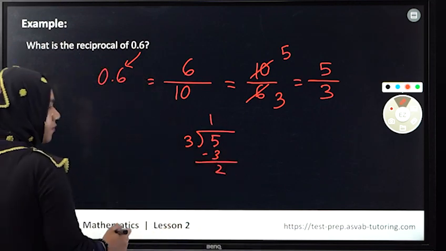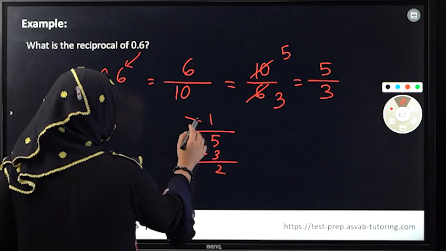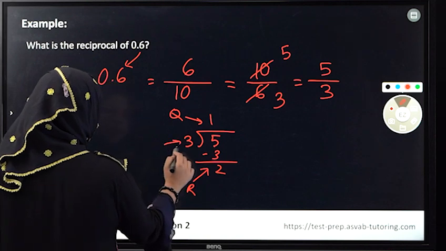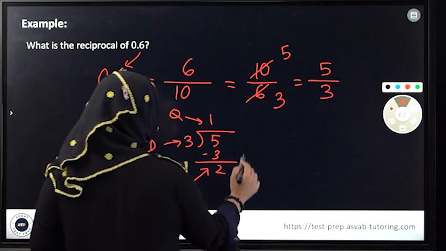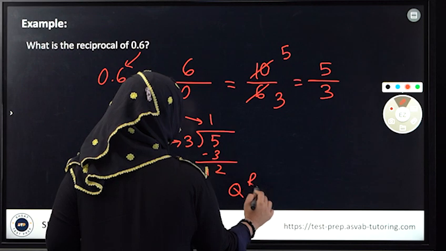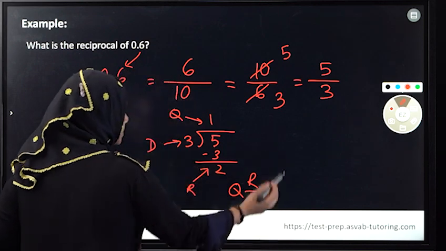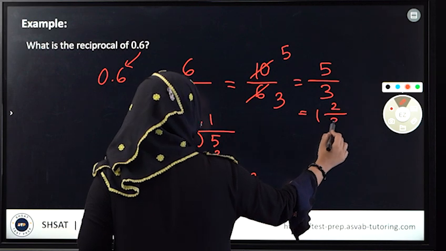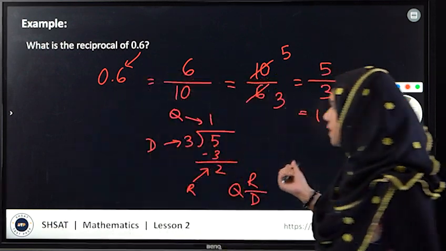And do you remember the format for the mixed number? This is the quotient over here. This is the remainder, and this is the divisor. So the format is, you need to write in this form, Q R over D, which means what? The quotient here is 1, remainder is 2, and the divisor here is 3. So you can also keep your answer like this.